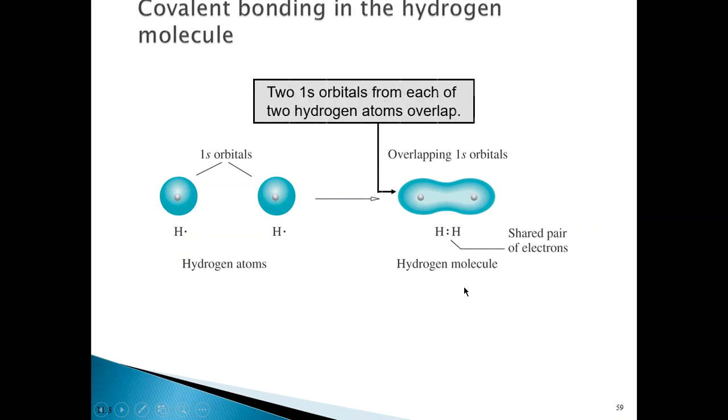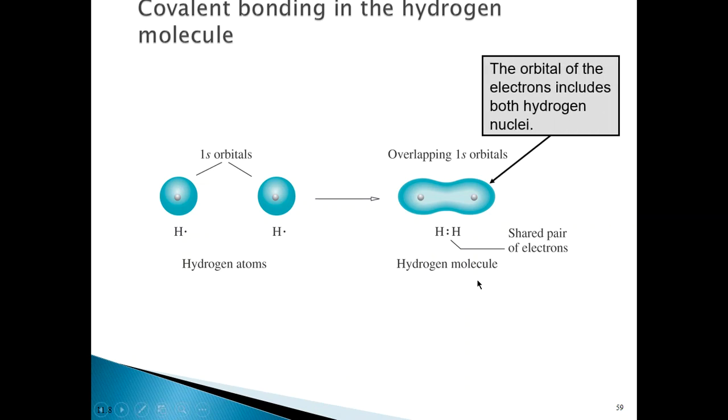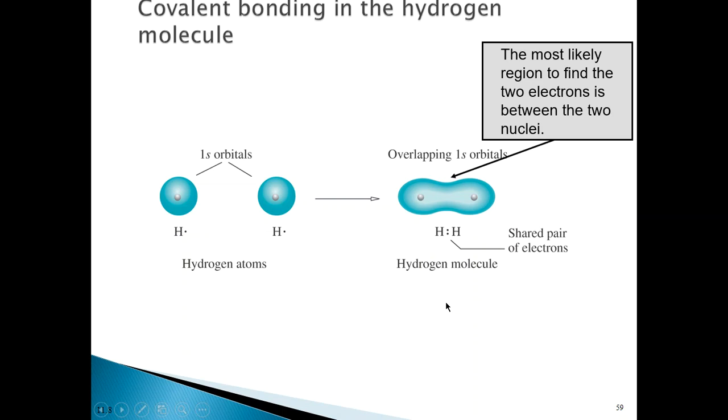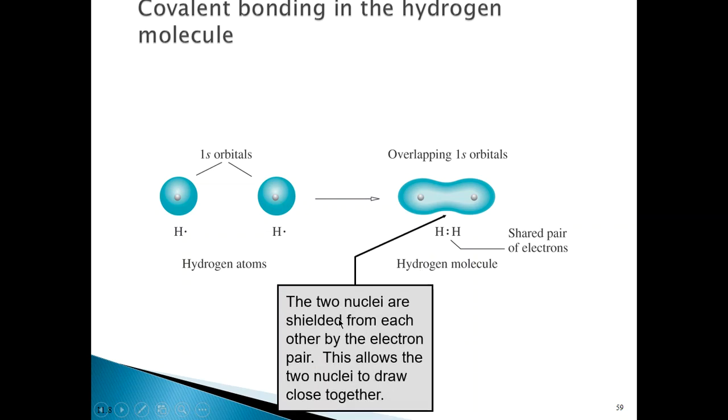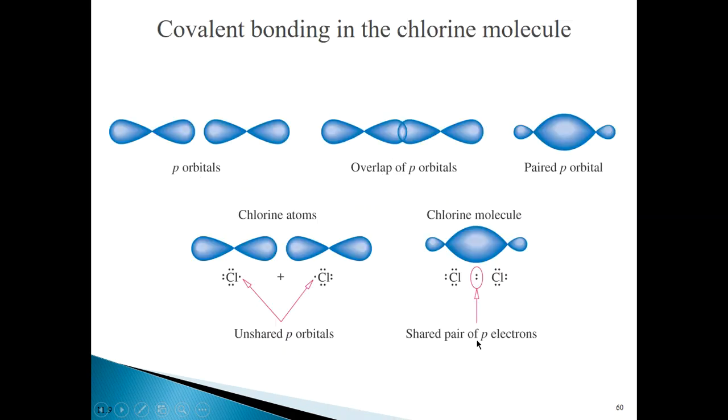All right. So as a result of the overlap, we end up with a shared pair of electrons between the two hydrogen nuclei. The shared electrons are most likely found in this region between the two nuclei. And the two nuclei are shielded from each other by the electron pair, and as a result, we have the attraction between the nuclei and the shared electrons, and that's basically what holds the molecules together.